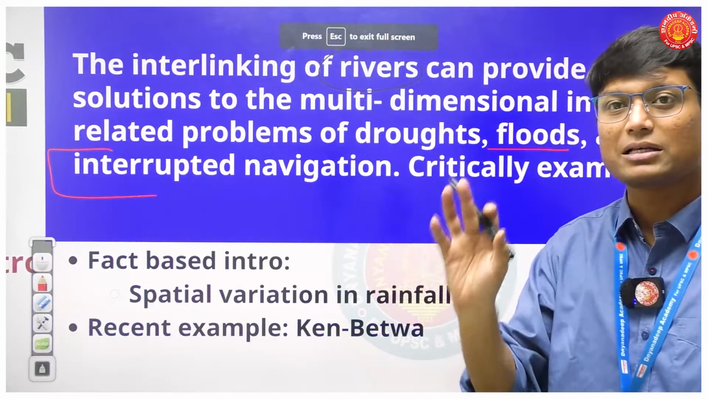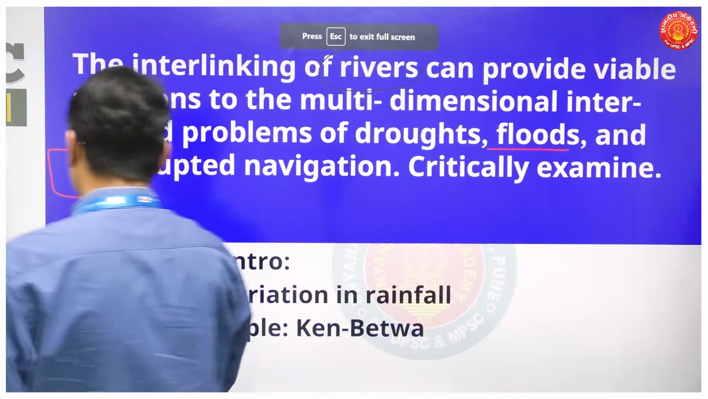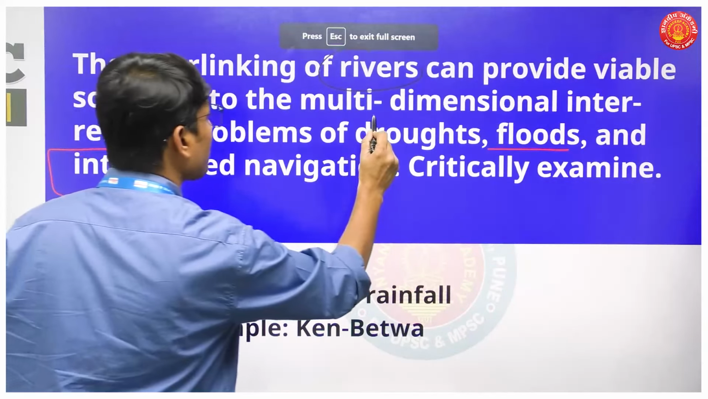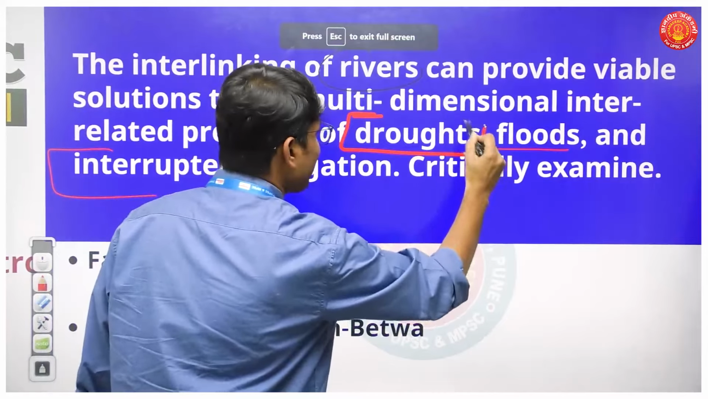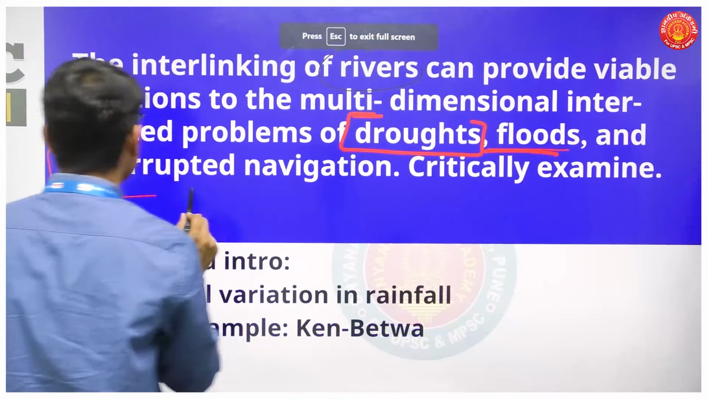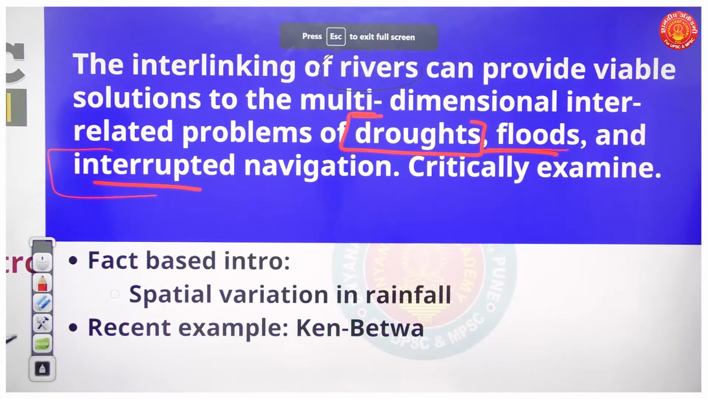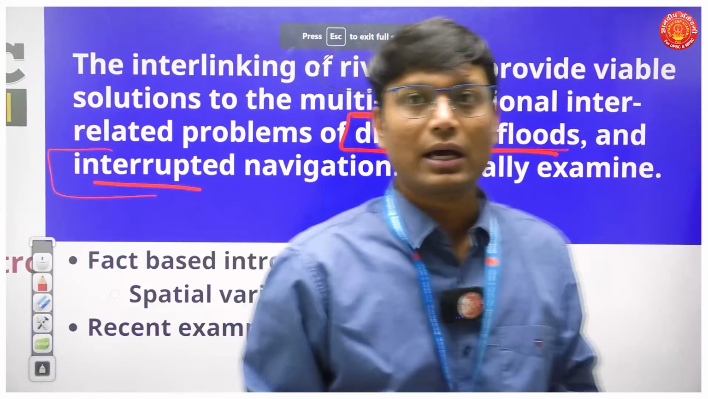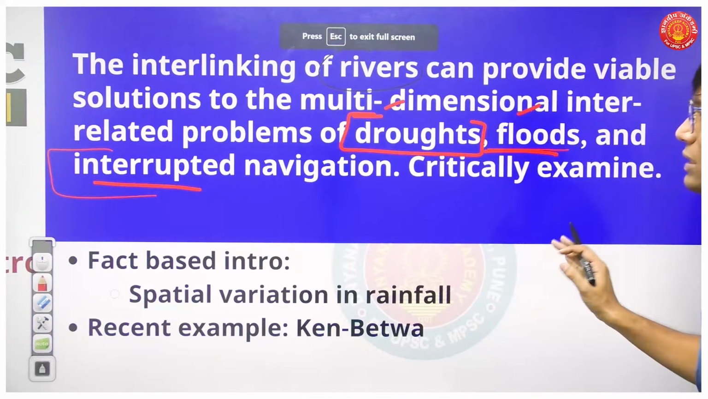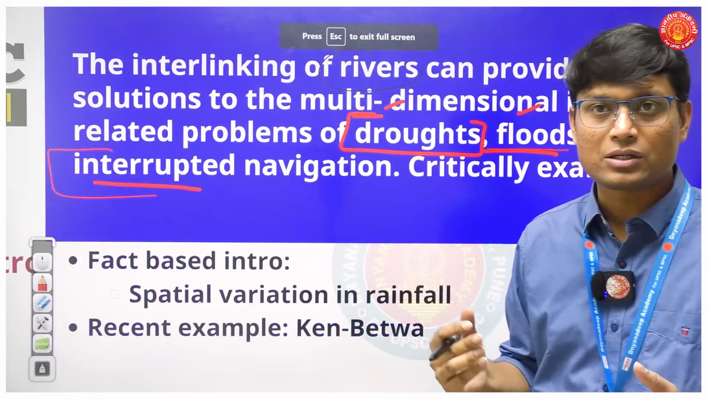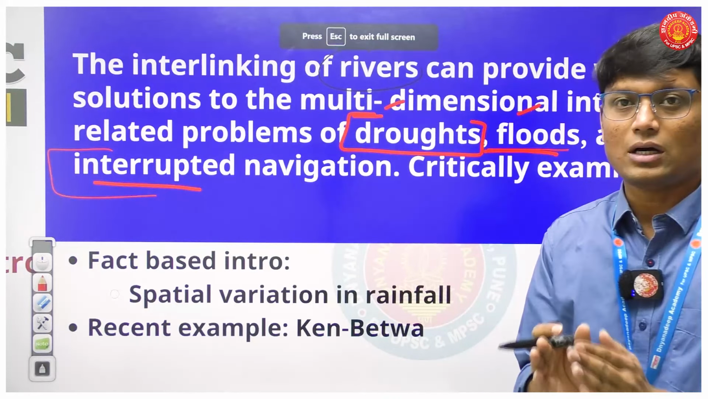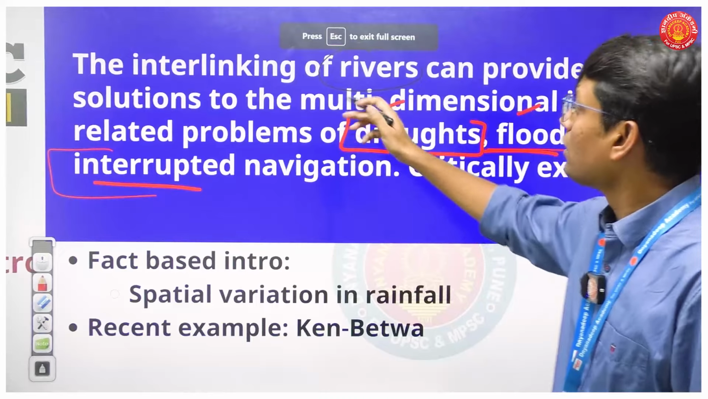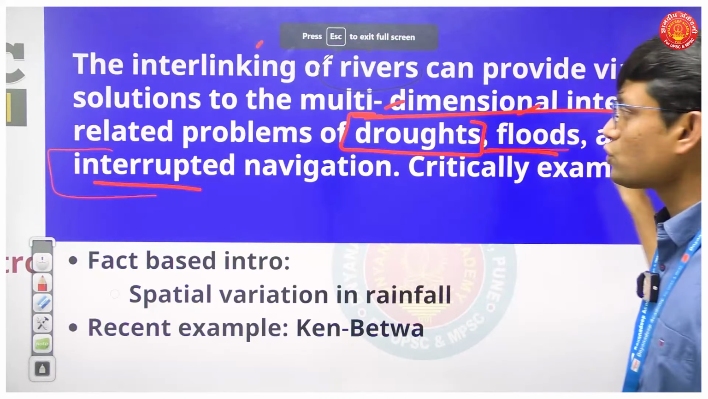That is one problem. At the same time, this particular question is highlighting problems faced by India as droughts, floods and interrupted navigation, and how river interlinking is going to help with these issues. That is something I am supposed to address. So I will be giving an explanation of how river interlinking is going to solve this problem.